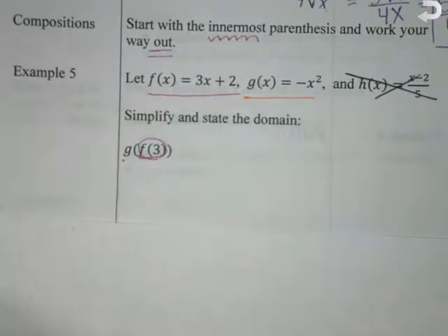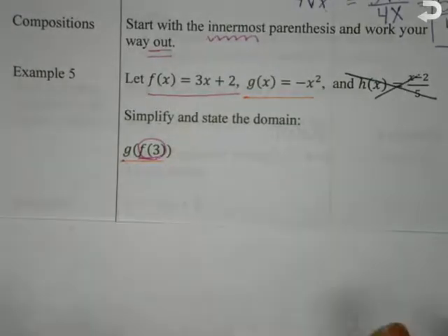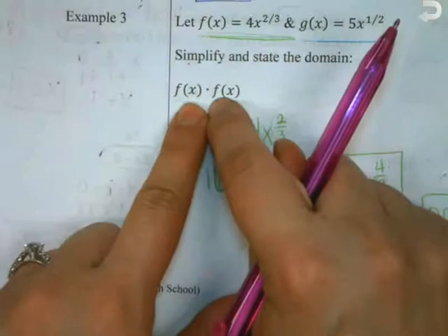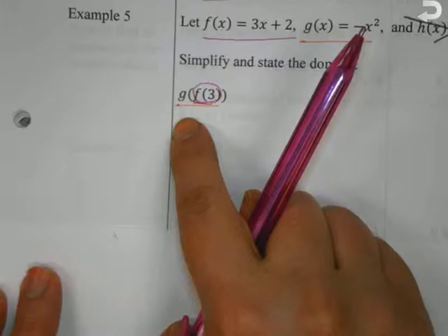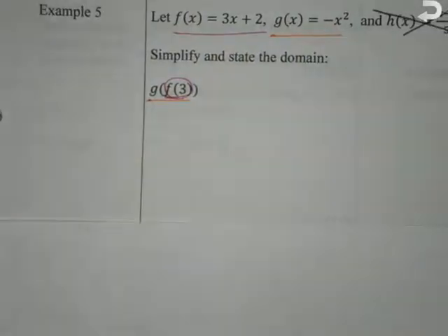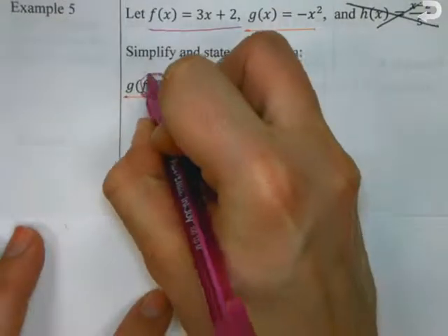A lot of students think that we would distribute the g and then evaluate that. If you ever have a multiplication of functions, it's going to look like our example number 3. It's going to have the little dot in between them. So anytime you see something that looks like this, it's a composition, okay? We want to start with the innermost parentheses first because we can evaluate f of 3, right? So let's find f of 3 first.